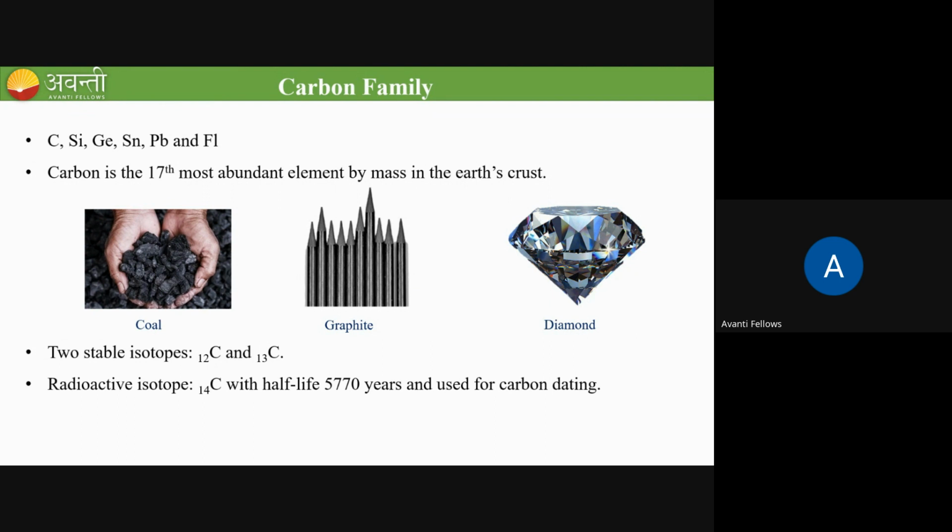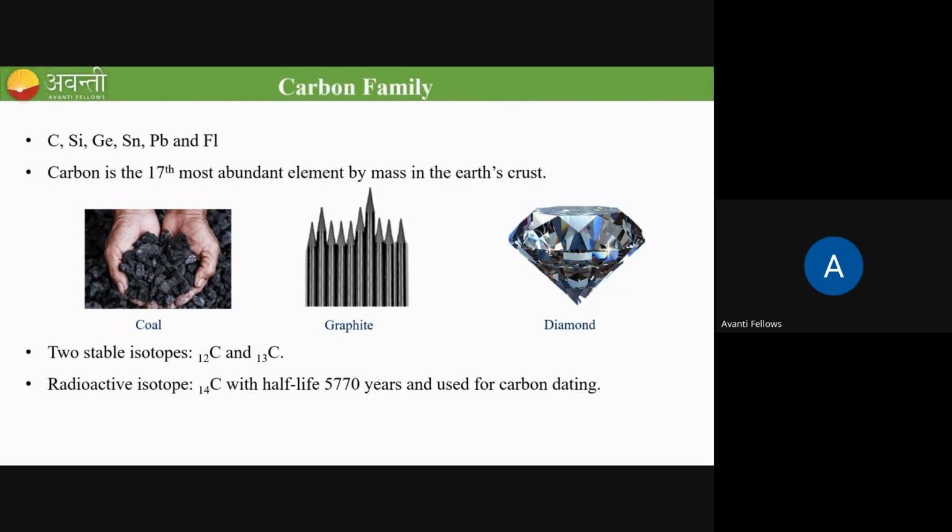The carbon family members are carbon, silicon, germanium, tin, lead, and flerovium. Carbon is the 17th most abundant element by mass in the earth's crust, and it exists in coal, graphite, and diamond. I told you, in graphite it has a sheet-like structure, and in diamond it is tetrahedral in geometry. So in all these we can find carbon, and it has two stable isotopes.